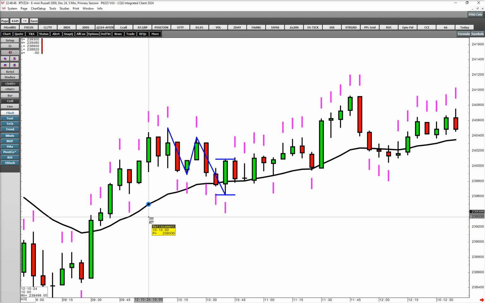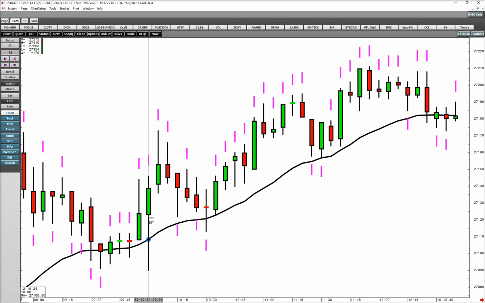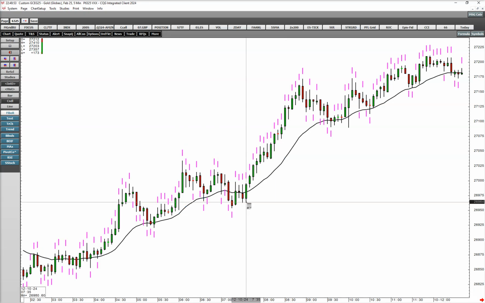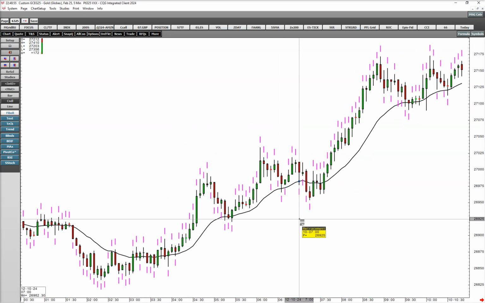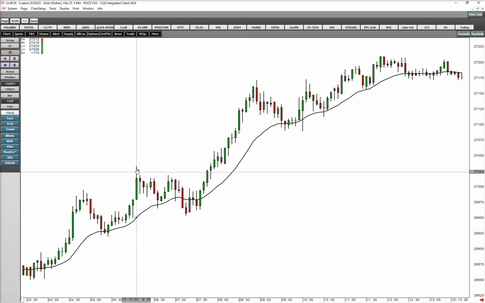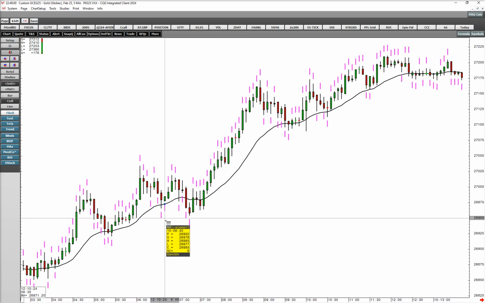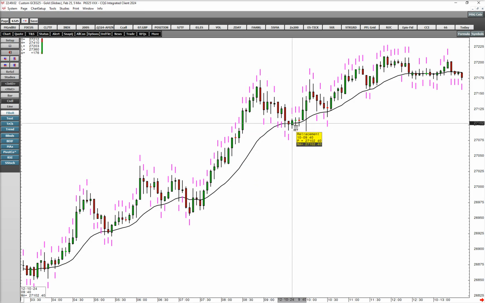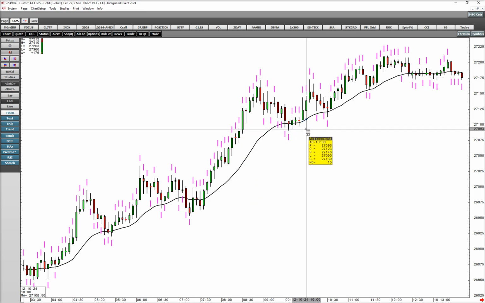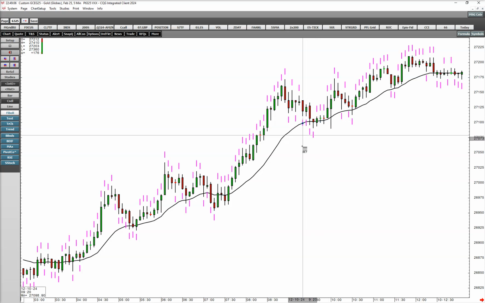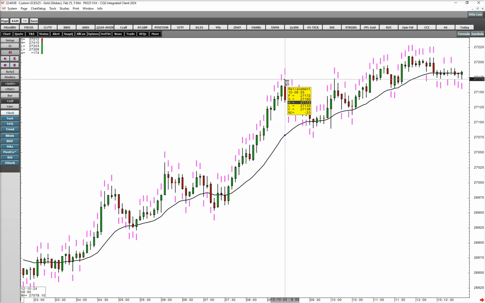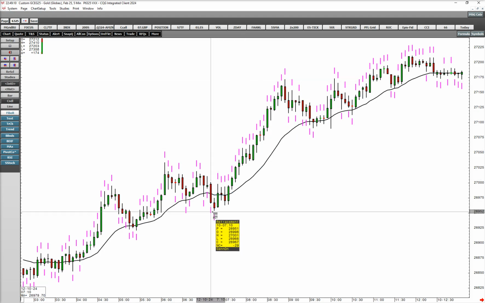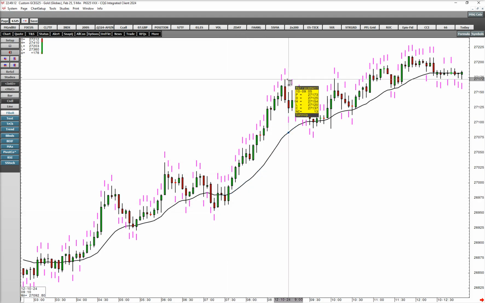There was also an example in gold earlier in the morning. Let's see if I can find it. What time would it have been? There we go. I think, yeah, this was it because of this spike here. So this peak came at 8:55 a.m. So this is clearly in an uptrend.